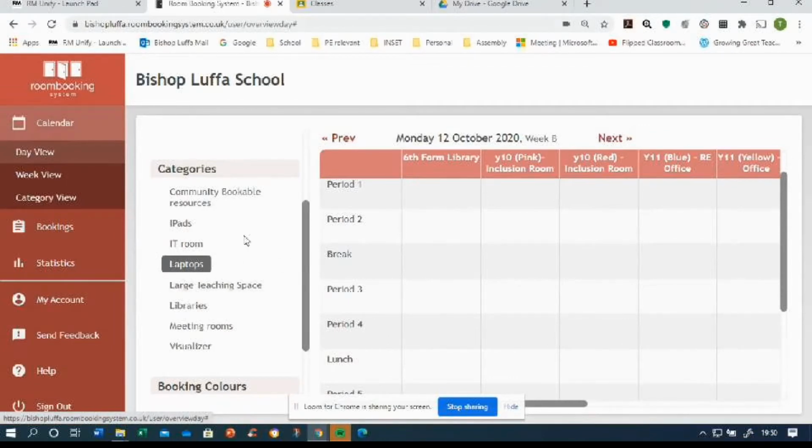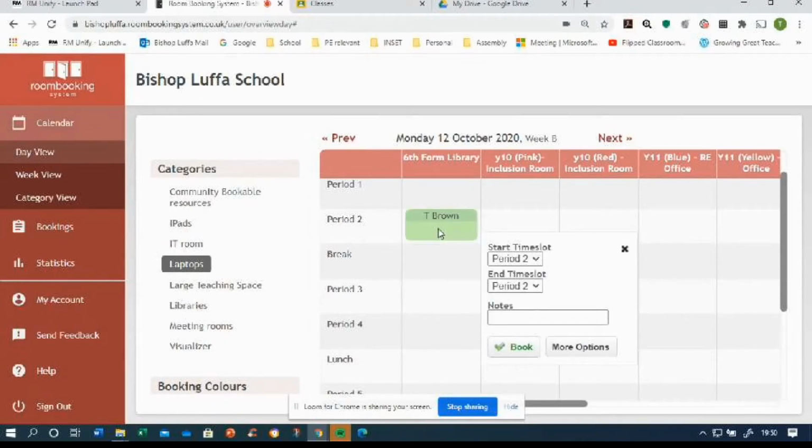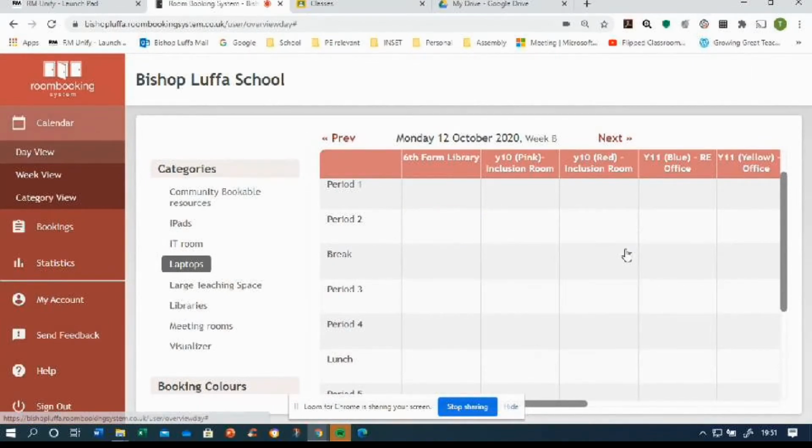So you're going to click on laptops, you're going to choose the laptops that you want. You're then going to click on the particular lesson that you want those laptops for. You choose the time slot by using the drop-down boxes there, and then you click on booking. So that will enable you to get the laptops.